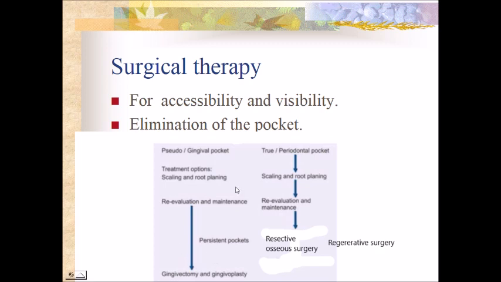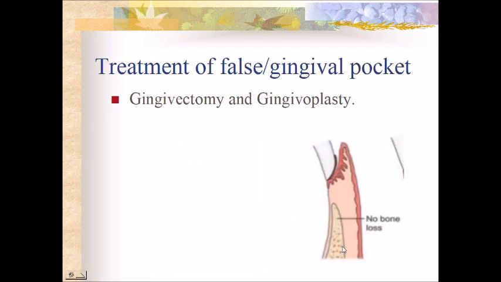The surgical therapy will depend on whether the pocket is a true or false pocket. In a false pocket, treatment will be scaling and root planing, re-evaluation and maintenance. If the pocket is still there, then we'll go for gingivectomy or gingivoplasty. If a true pocket is there, first of all, scaling and root planing, then re-evaluation and maintenance, followed by resective osseous surgery and regenerative osseous surgery. So first of all, we will be discussing treatment of false pocket, that is gingival pocket. So what will be there in the false pocket?